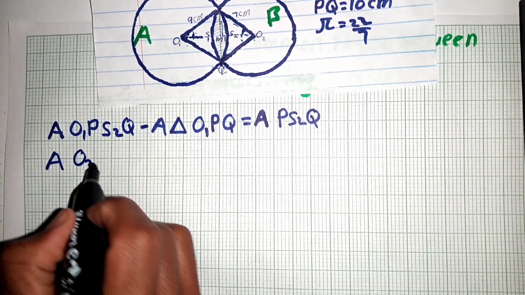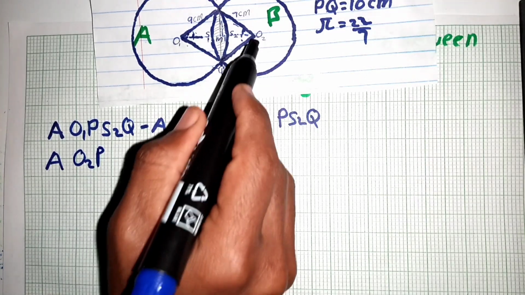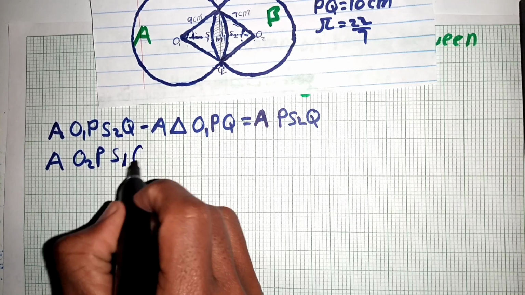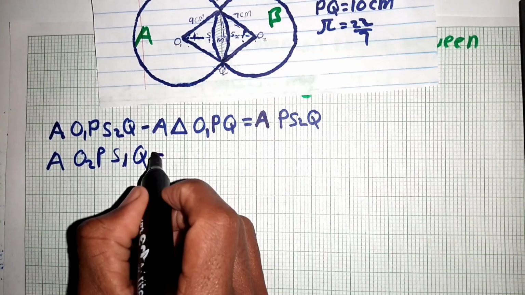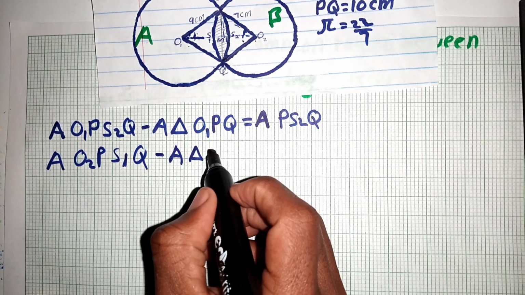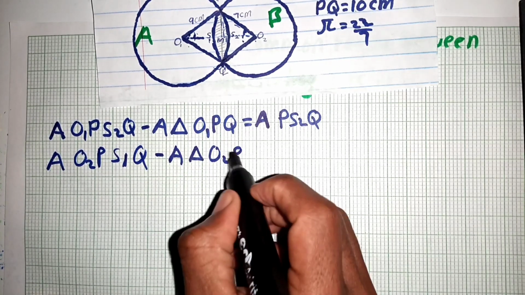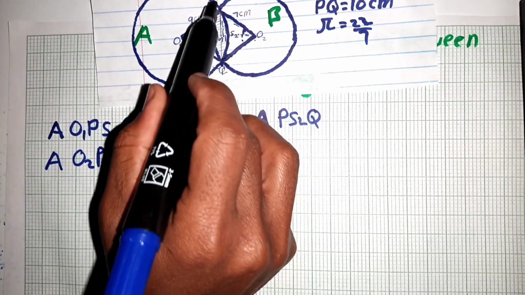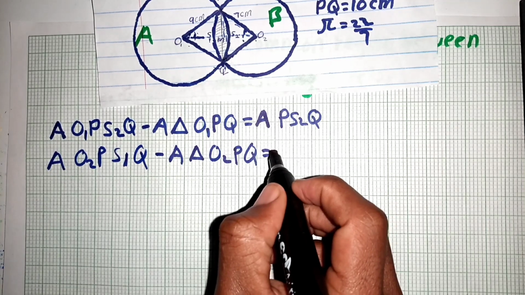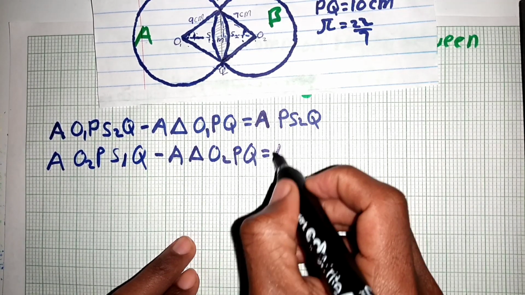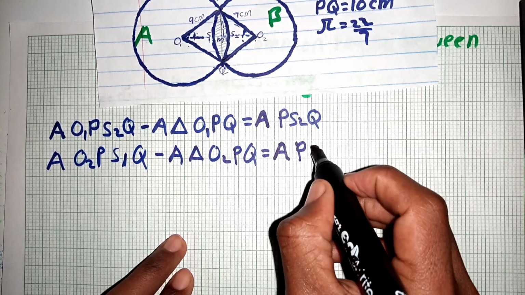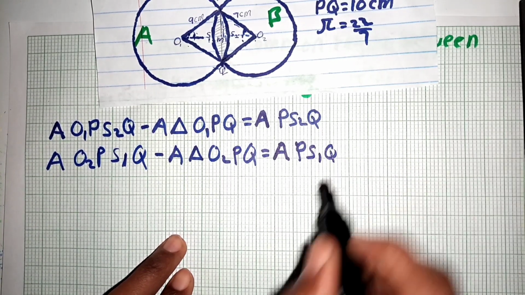Then we find the area of sector O2 P S1 Q minus area of triangle O2 PQ, which will give us the area of segment P S1 Q, like that.